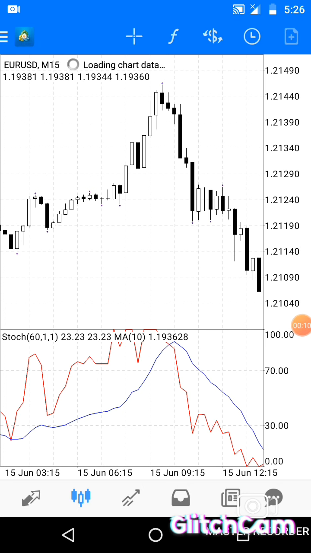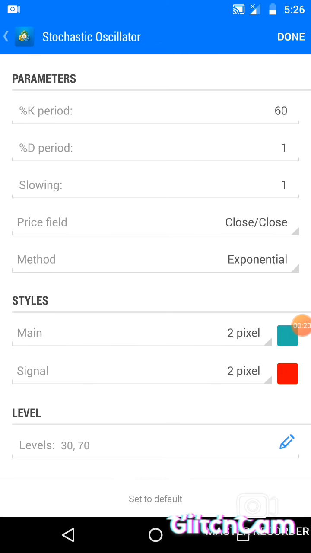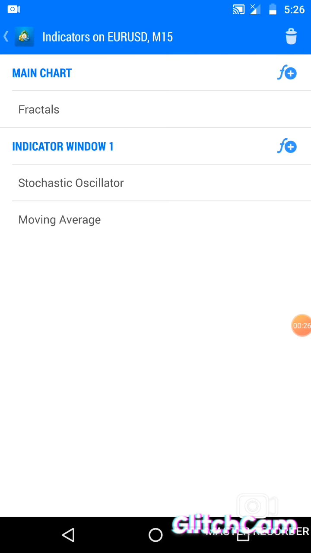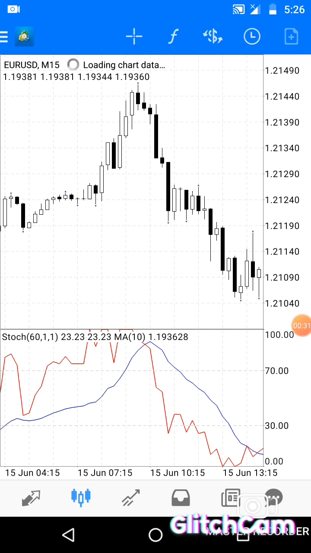This is how you set your strategy. It has two indicators: the stochastic oscillator and the moving average. This is how you set your stochastic oscillator, then you click on done. Then you come to your moving average, and you click on done. So you will look for the best entry and best exit point of the market.